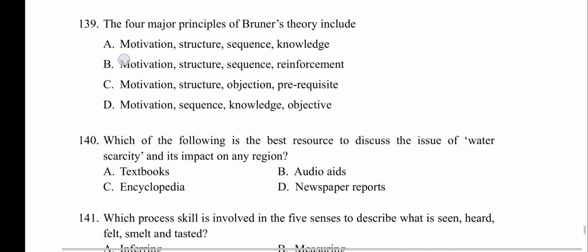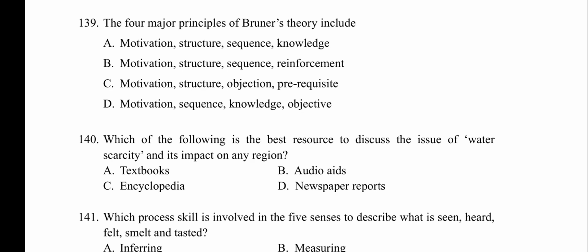Alright. 139. The 4 major principles of Bruner's theory include motivation, structure, sequence, knowledge; motivation, structure, sequence, reinforcement; motivation, structure, objection, prerequisite; motivation, sequence, knowledge, objectivity. So which one do you think? It is option number B, that is motivation, structure, sequence and reinforcement.